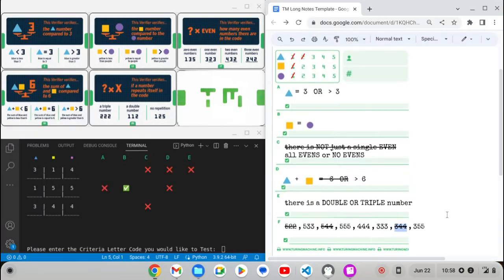Oh, interesting. It may be worth testing E again. Yeah, I think that's what I'm going to do. Test E again to see if there's a double or a triple. Yeah, I'm just going to test it. Oh my gosh. Okay, so there is a double.